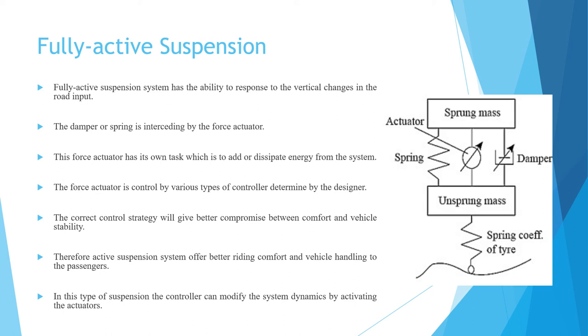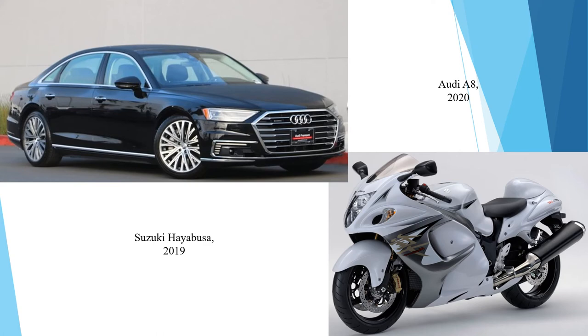Is this the active suspension? So here, students, you can see a picture of a four-wheeler and the picture of a two-wheeler. The four-wheeler is the Audi A8 model, which was launched in 2020, and the two-wheeler is the Suzuki Hayabusa, which was launched in 2019. In these vehicles, a fully active suspension system is used as the vehicle suspension system.